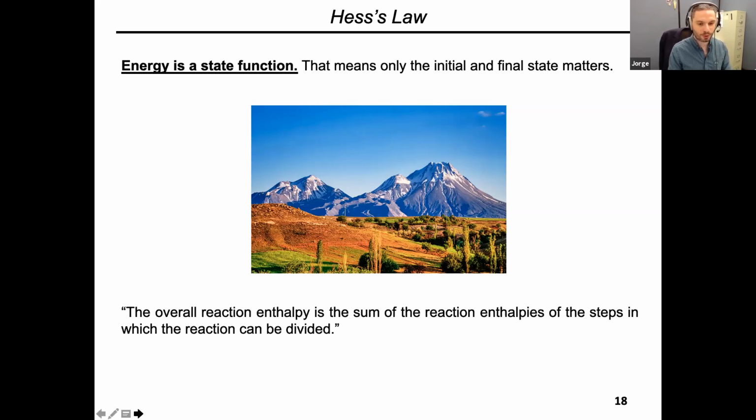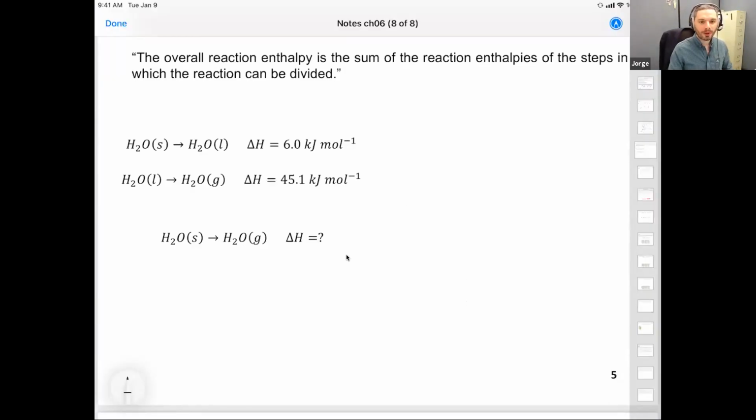So let me show you an example here. Switch to my other screen. Okay, so imagine here that we have a problem to measure the enthalpy for the following transformation. Water starting in the solid state and moving directly to the gas state. For some reason that doesn't matter right now, we cannot measure the enthalpy of this single step.